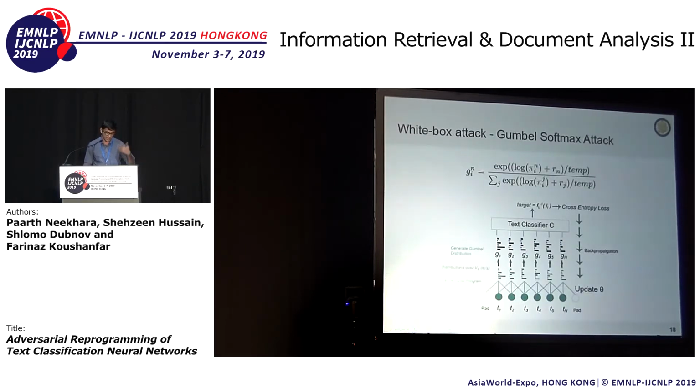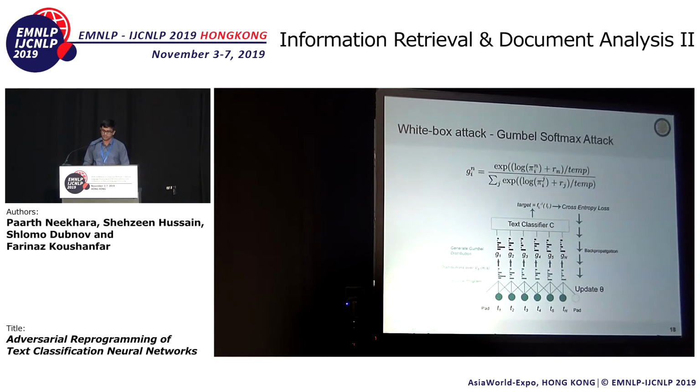So we propose our attack in two attack scenarios. One is the white box attack setting, where instead of passing the sampled sequence, we pass the Gumbel softmax distribution to the victim classification model, which makes this whole setup differentiable. A Gumbel softmax distribution is just a modified softmax distribution, which is parameterized by a temperature parameter, which controls how skewed the distribution would be.